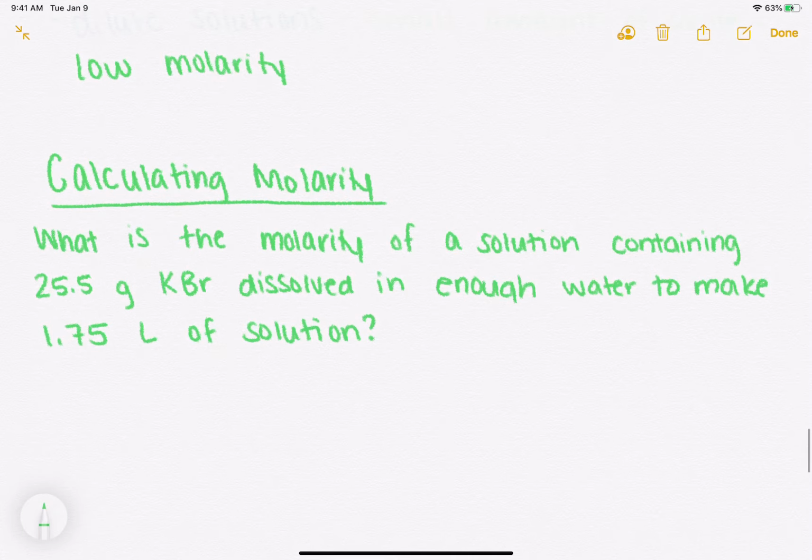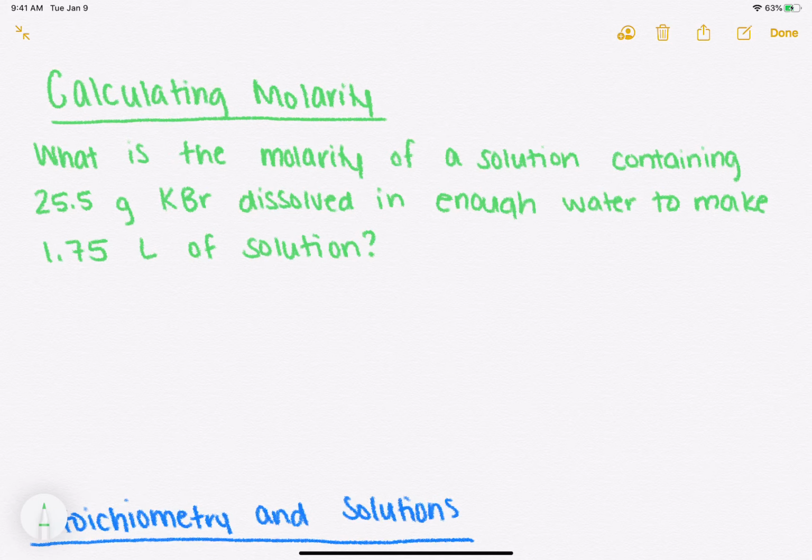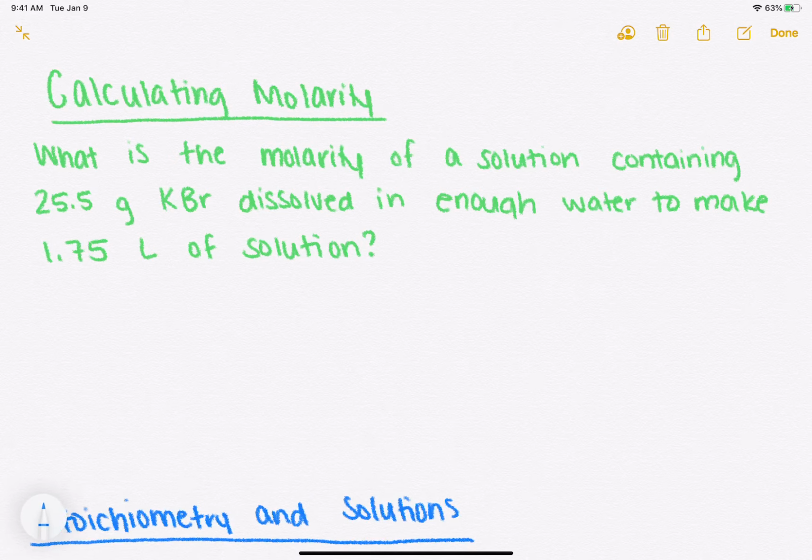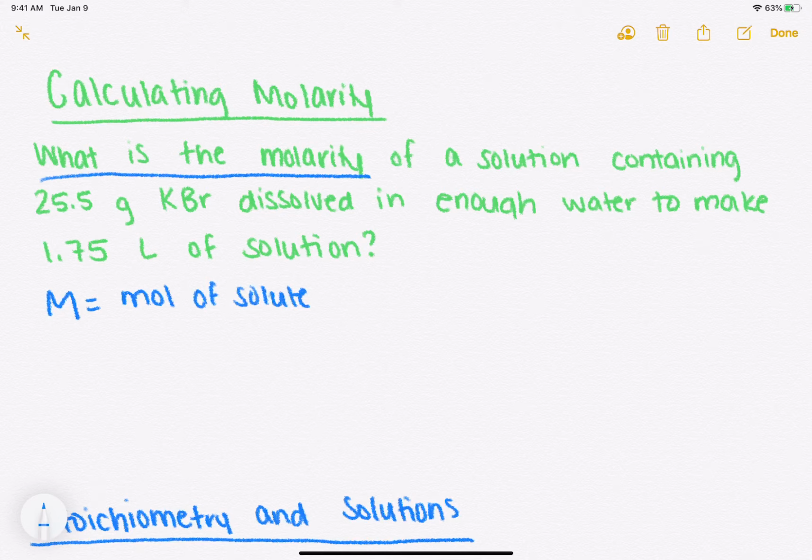So how do we use molarity in calculations? Let's do an example. What is the molarity of a solution containing 25.5 grams of KBr dissolved in enough water to make 1.75 liters of solution? So this is one of those examples that gives you the total liters of solution already, so you don't even have to calculate it. So we're solving for molarity, which means that in our equation, molarity equals moles of solute over liters of solution.